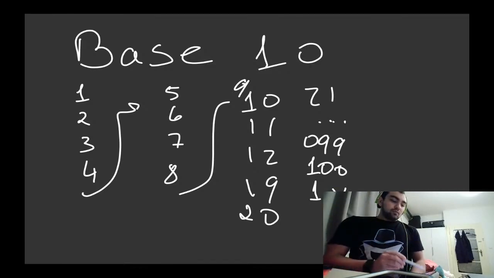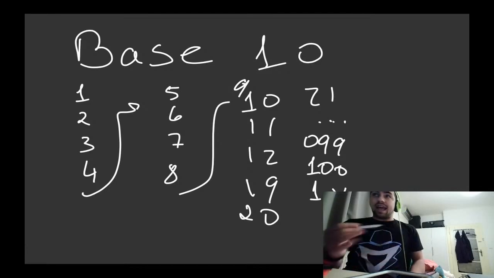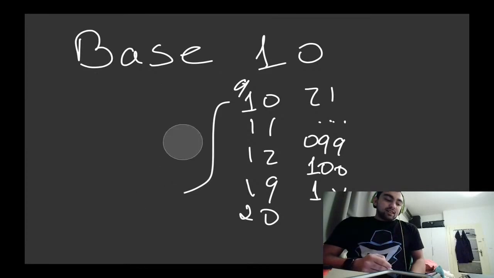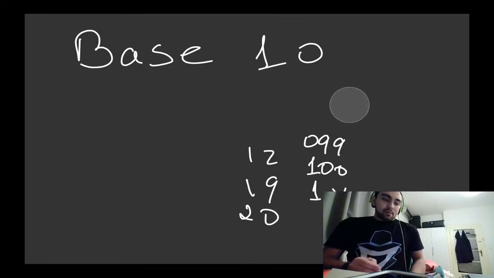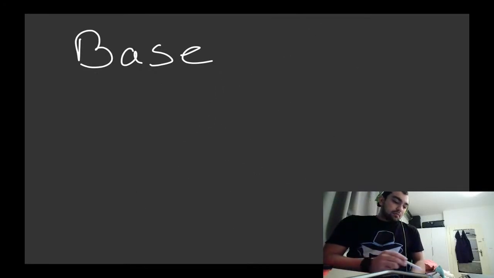Now, this can be applied in any base. We just happen to count in base 10 normally, because that's what we started doing. We defined the 10 digits. But we can do this in any base. So let's pretend that we're now in base 4, right? So what is base 4?